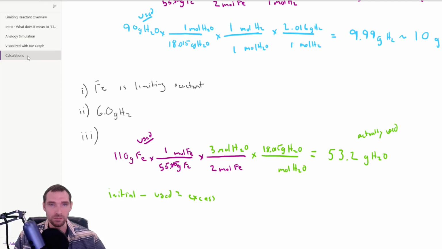The initial amount was 90 grams minus 53.2. And these were both H2O, right? Yeah, H2O, H2O. Good, so we're subtracting the same thing, and we can get that calculation.